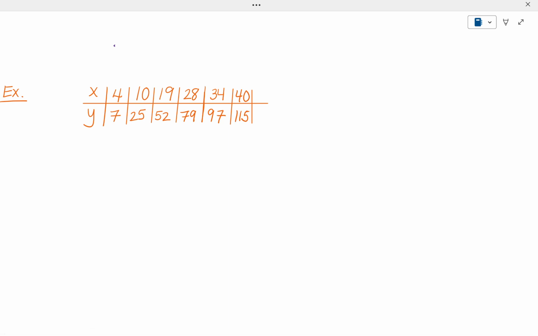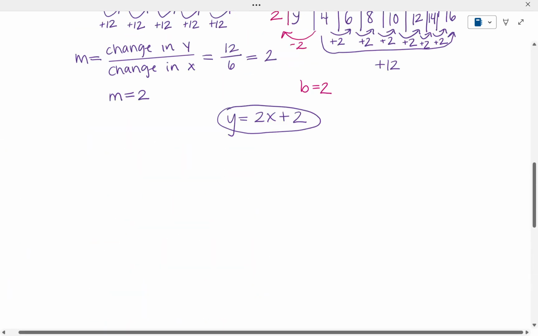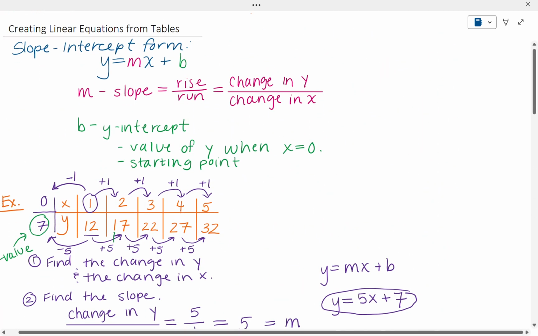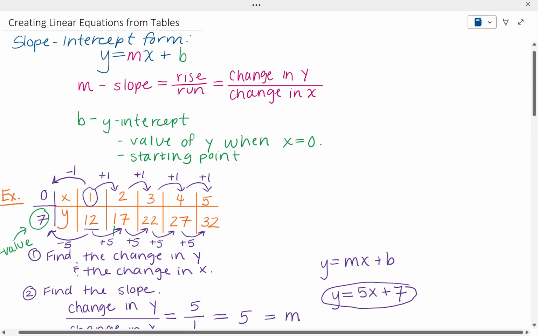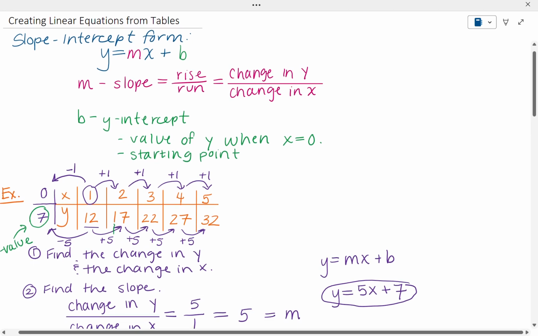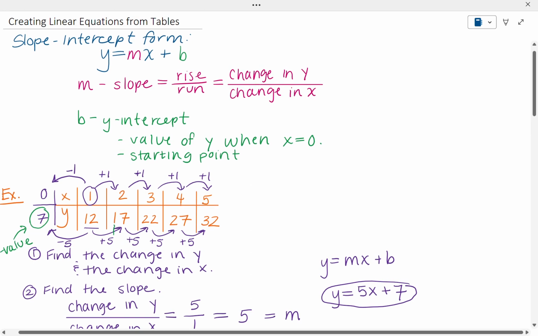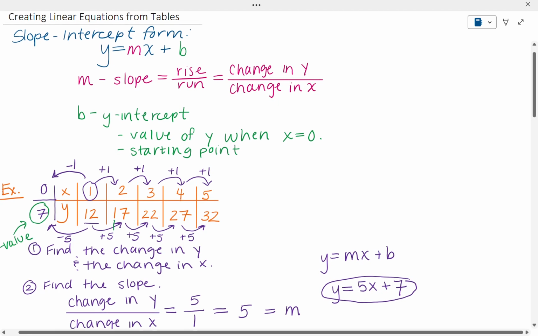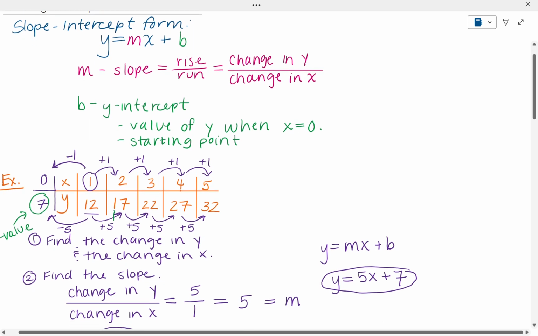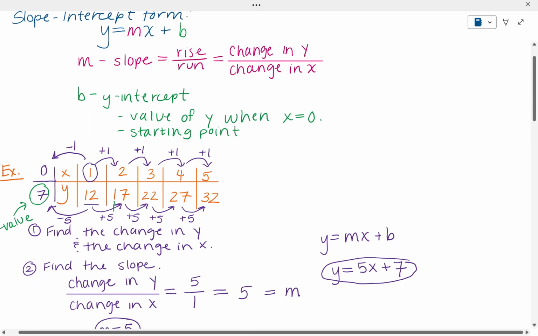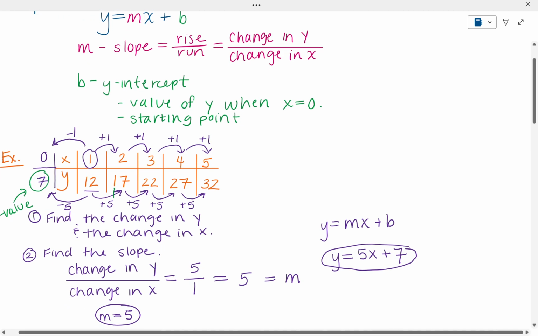Hey everyone! So in the last video, we went over slope-intercept form and how we find the slope and y-intercept when we just have a table of a linear pattern. So remember that the slope is equal to rise over run, which another way of saying that is just the change in y over the change in x. And b is the y-intercept, which is also equal to the corresponding y value when x equals 0.